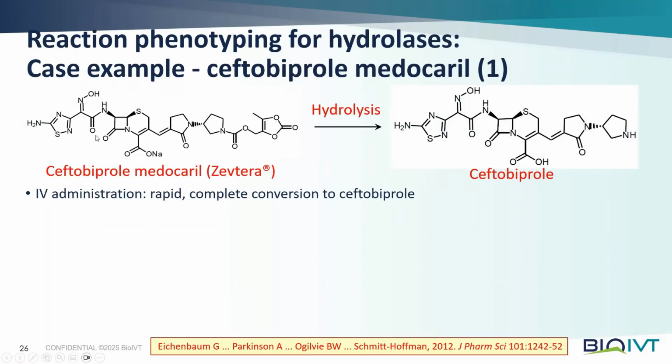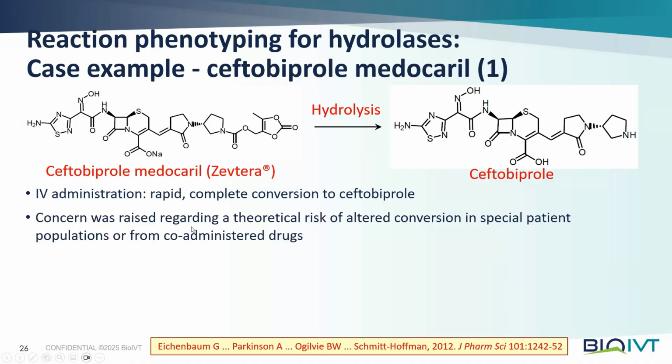So this is a paper that we published in 2012. Interestingly, this drug Zevtera, as it's marketed in Europe, was only approved by FDA last year, if I remember correctly, and it's a prodrug. It's IV administration, with rapid and complete conversion to ceftobiprole through hydrolysis. And the EMA was concerned about which enzyme was involved, and the company also wanted to de-risk the compound. So in vitro strategies were designed to de-risk this aspect of the program.